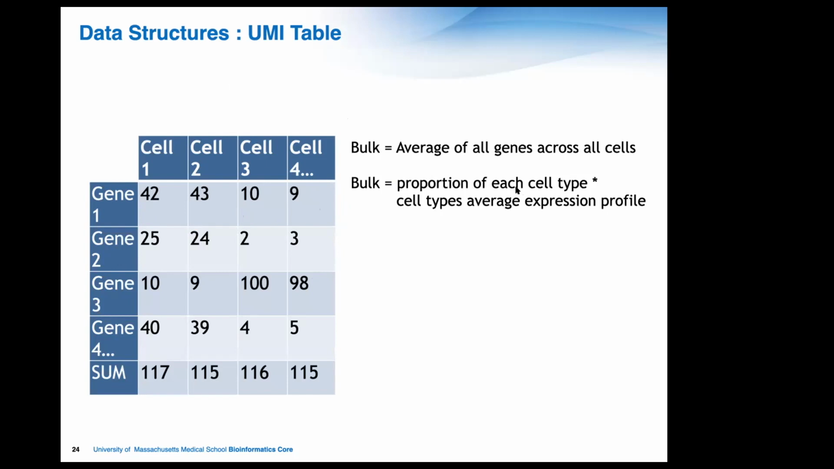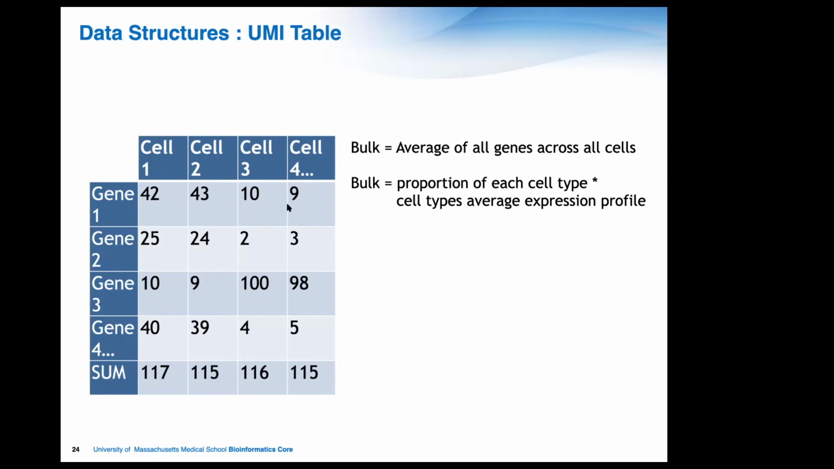If we think about what a bulk experiment would do to this expression matrix, the bulk experiment is just going to be an average of this whole matrix, right? We're not separating out the transcripts from cell 1 from cell 2. They're just going to get homogenized together as one population of transcripts. So what bulk will actually do is it'll be represented by the proportion of each of the cell types that you had in your UMI matrix times that cell type's average expression profile.